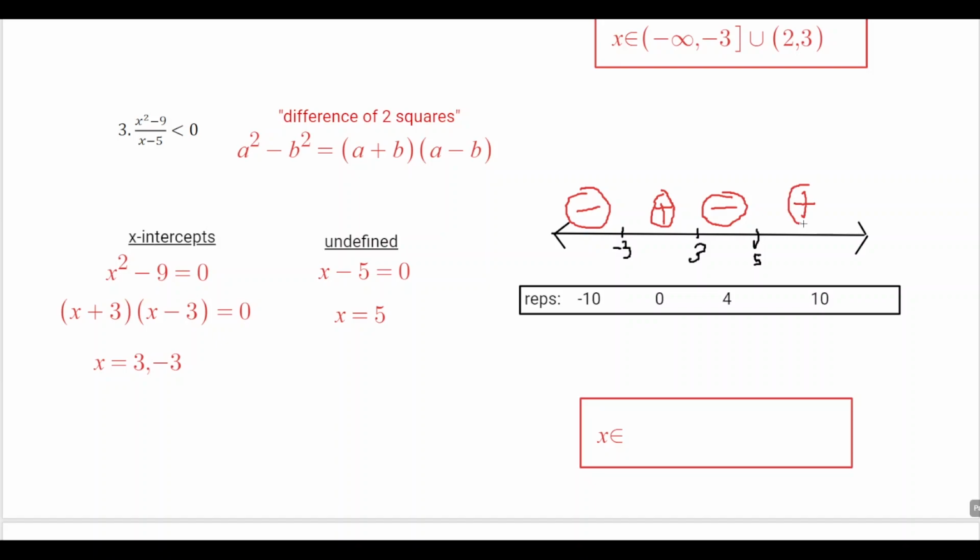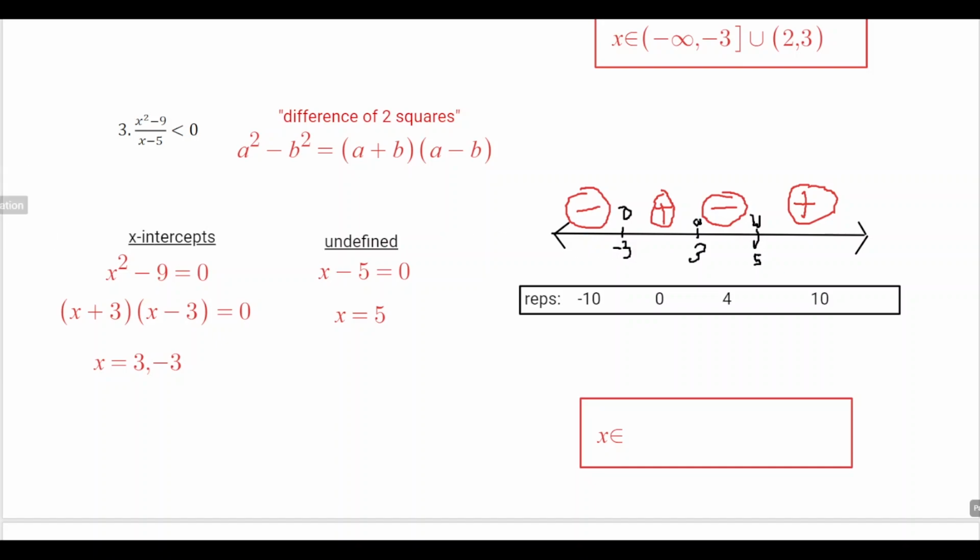Now, this problem is the first one where we have a strictly less than symbol. So there's no equal to underneath here. So in that case, it doesn't really matter which one's 0, which one's undefined. But it is good to get in the habit of always marking it. So I've got a 0 here, I've got a 0 here, and then over here at 5, we're undefined. So I'm just going to put a little u here.